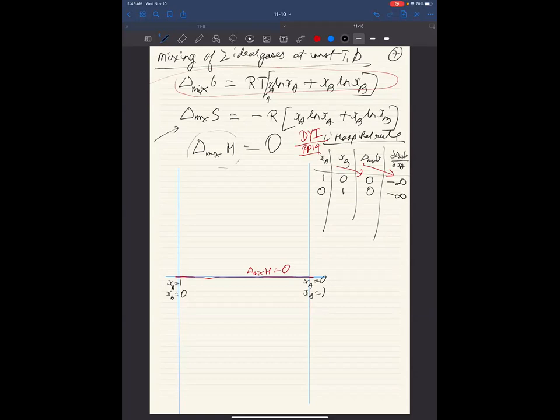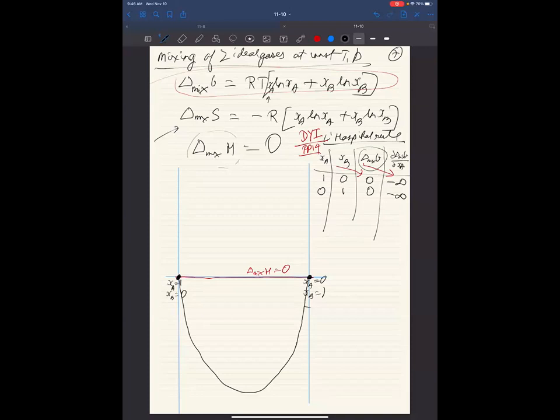So if you plot this, what does it tell us? With these two pieces of information, we can plot delta mixing G. At both endpoints it is going to start with the value of 0. And what does the slope of minus infinity mean? It drops down very, very sharply, very quickly. So it's going to look like this at both ends, and in the middle, it looks something like this.